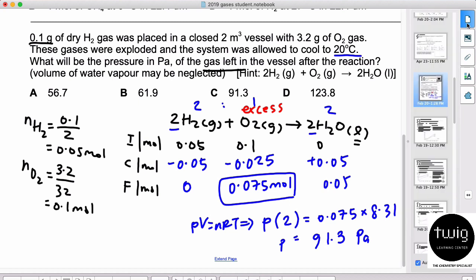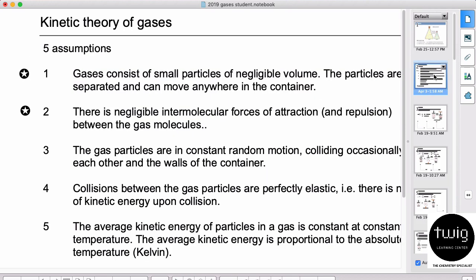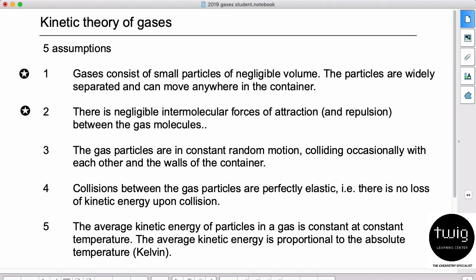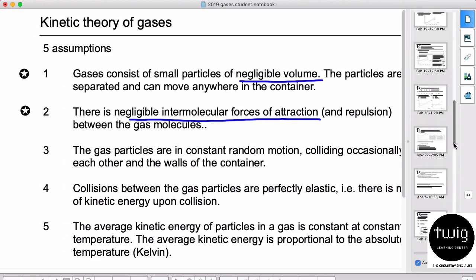In the beginning, I mentioned two very important concepts for gases. All ideal gases have negligible volume and negligible intermolecular forces of attraction. These are the properties, or the assumptions, for an ideal gas. So let me draw it out here, then it'll make total sense.